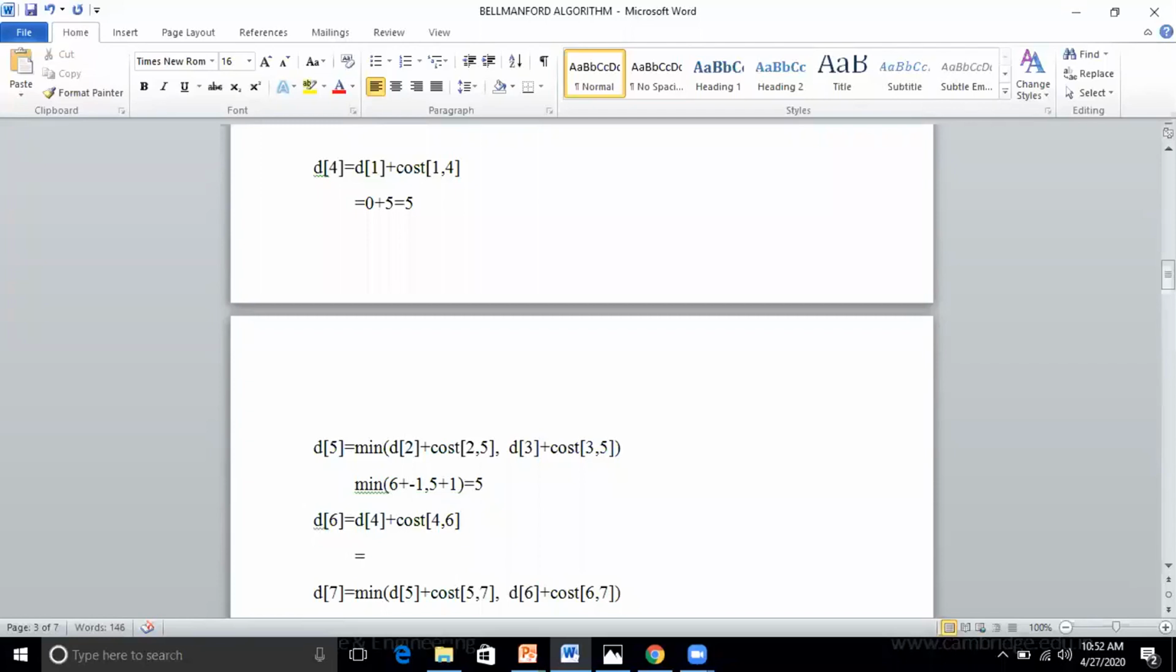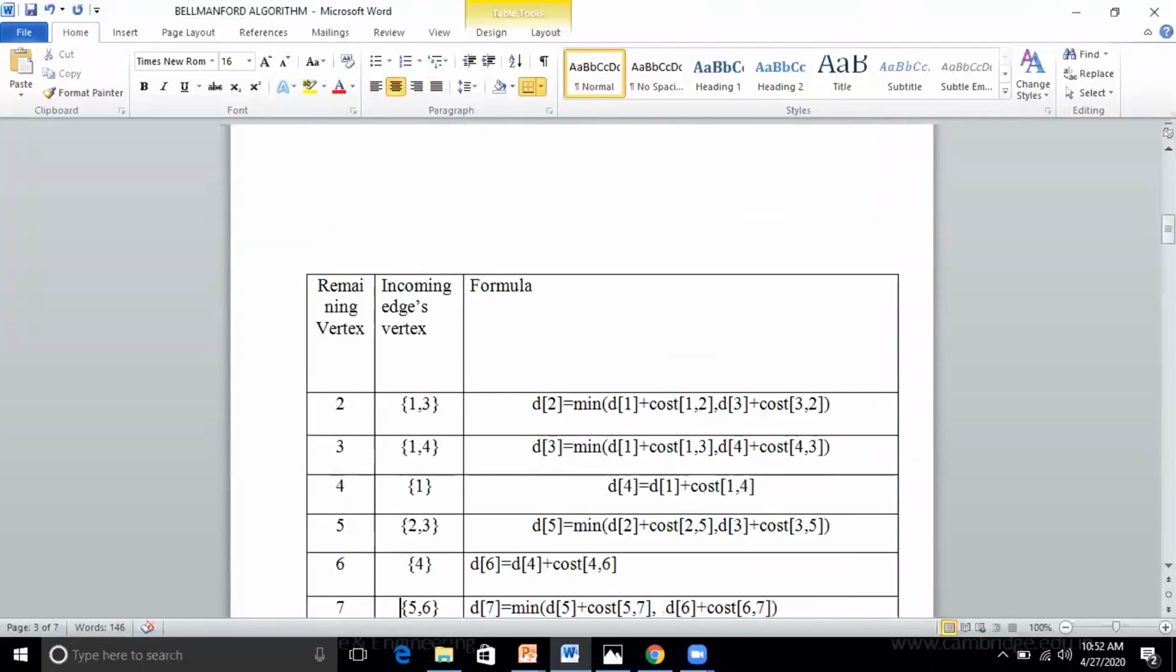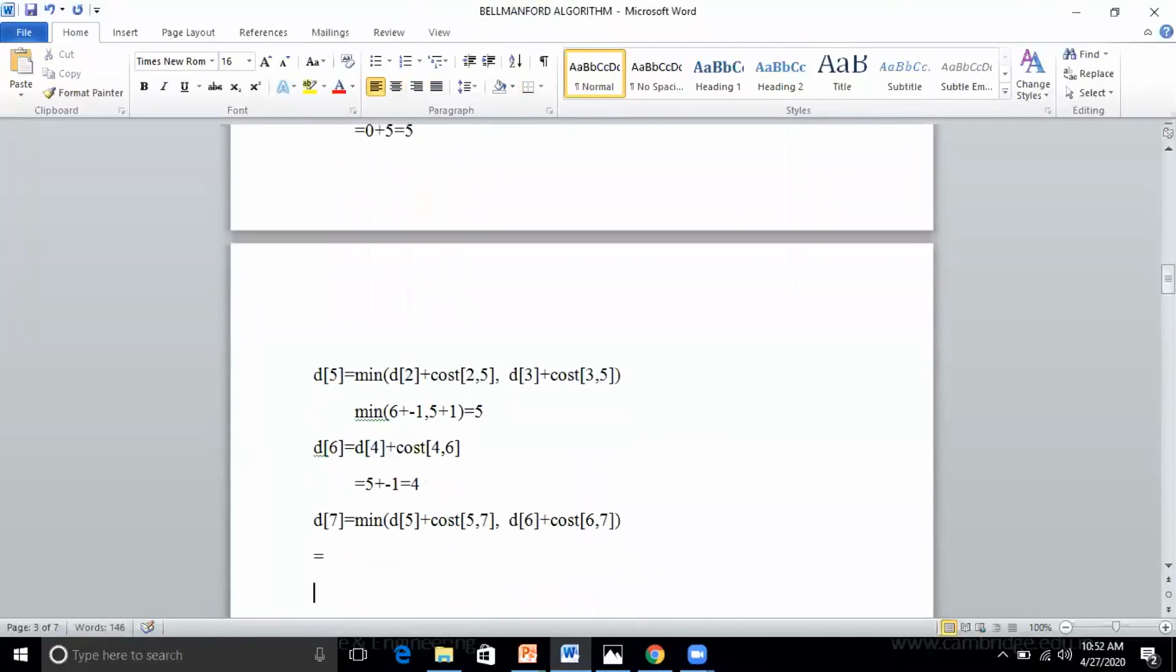Okay, fine. Now D of 4. What is D of 4? 5. 5 plus, what is cost of 4 to 6? Minus 1. 4 to 6 is minus 1. So what you got as a minimum value? 4. Yes, and D of 7.